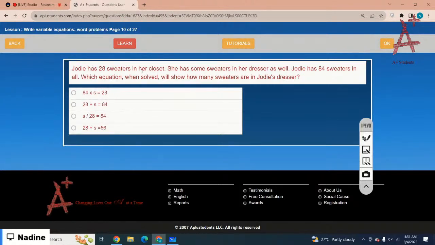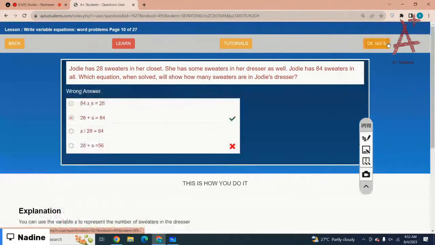Jodie has 28 sweaters in her closet. She has some sweaters in her dressers as well. Jodie has 84 sweaters in all. So 28 sweaters and some more. So 28 plus S equals 56, right? Okay, you can complete the rest of the questions by yourself later today. Okay, that would be 28 plus S equals 84. Sorry, you don't have 56. I thought that would be 56. Okay, you can complete the lesson by yourself later today.